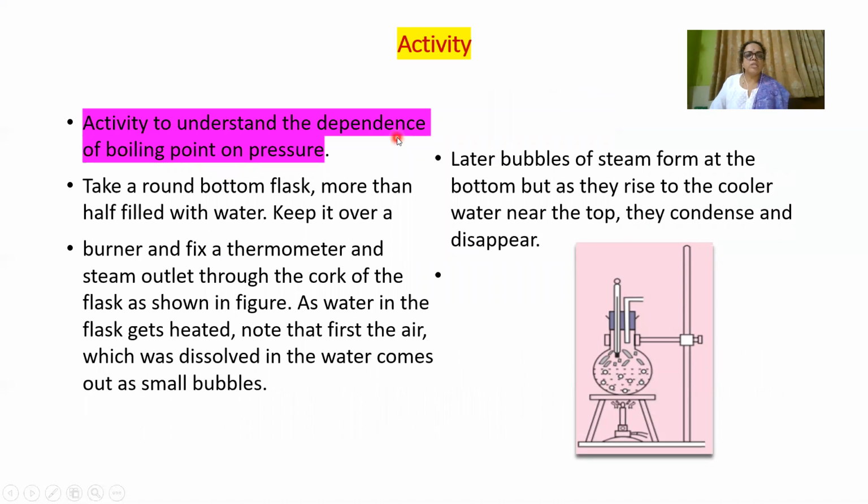Now, an activity to understand the dependence of boiling point on pressure. For this, take a round bottom flask, more than half filled with water. Keep it over a burner and fix a thermometer like this and a steam outlet through the cork of the flask. As the water in the flask gets heated, note that first the air which was dissolved in the water comes out as small bubbles. Later, bubbles of steam form at the bottom. But as they rise to the cooler water near the top, they condense and disappear.